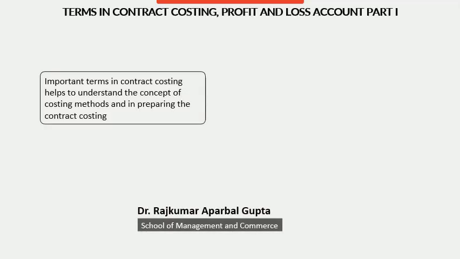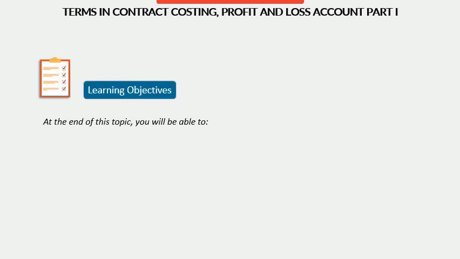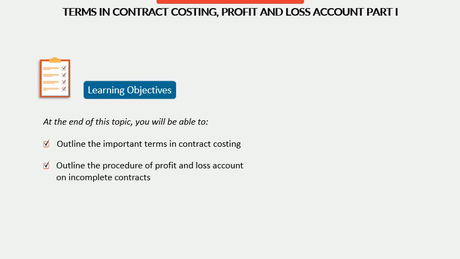Important terms in contract costing help to understand the concept of costing methods and in preparing the contract costing. In this presentation, you will be able to outline the important terms in contract costing, outline the procedure of profit and loss account on incomplete contracts, interpret the differences between job and contract costing.